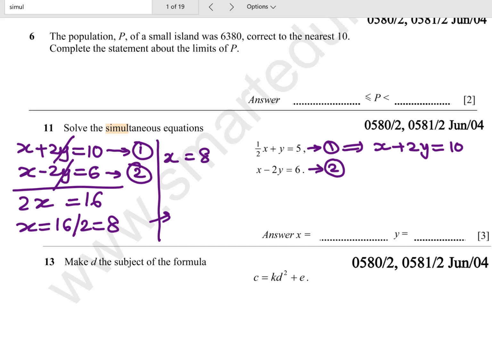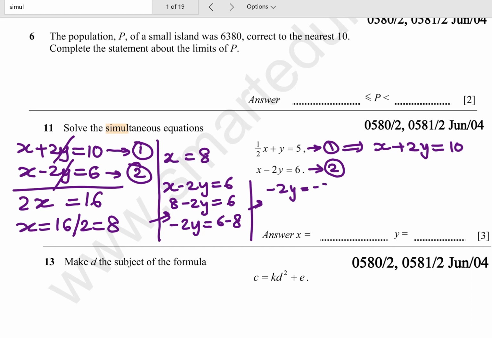And to find the value of y, I can substitute x equals 8 in equation 2. So then I get x minus 2y equals 6, which becomes 8 minus 2y equals 6. So minus 2y is equal to 6 minus 8, and minus 2y equals minus 2. That gives me y equals minus 2 divided by minus 2, which is equal to 1. So y is equal to 1 and x is equal to 8. Okay, now let's take another example.